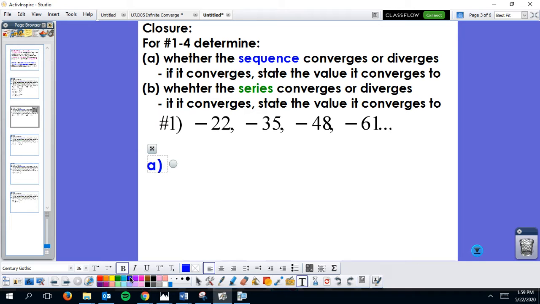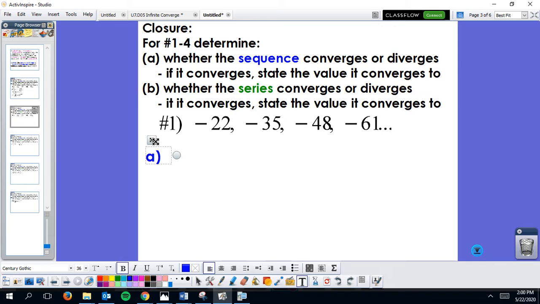And it says determine whether the sequence converges or diverges. So first, let's look at this.